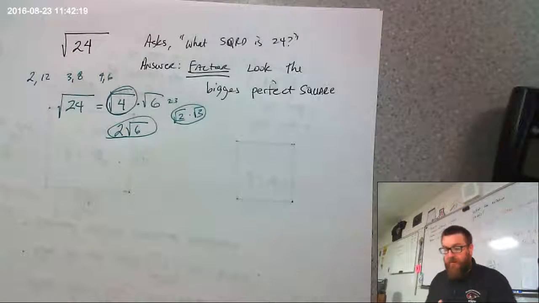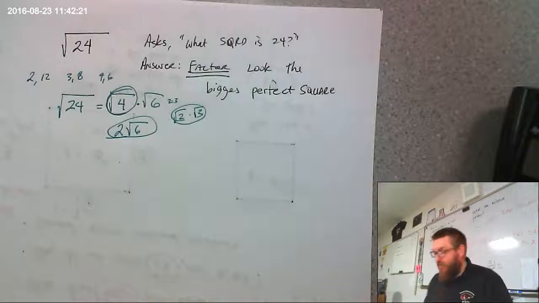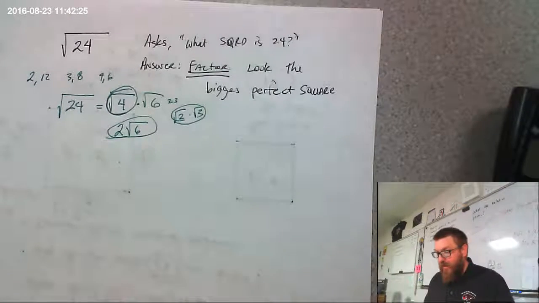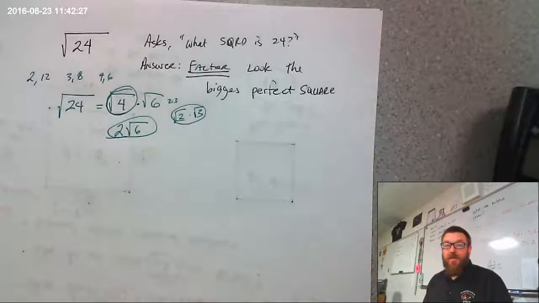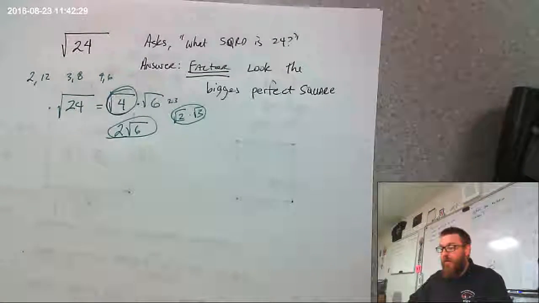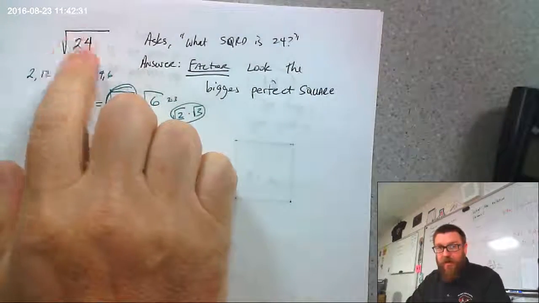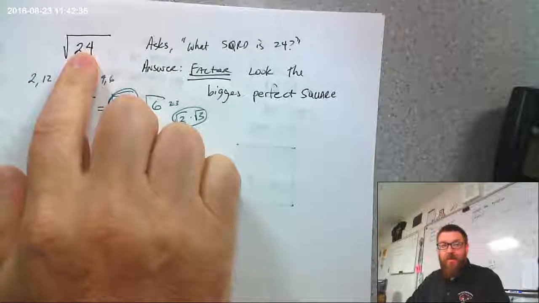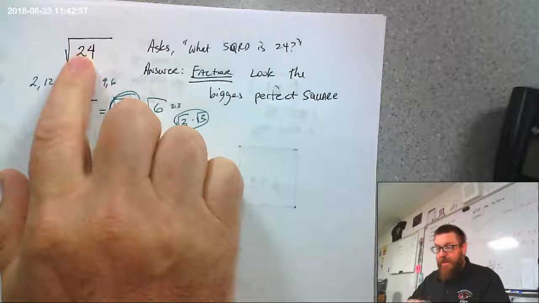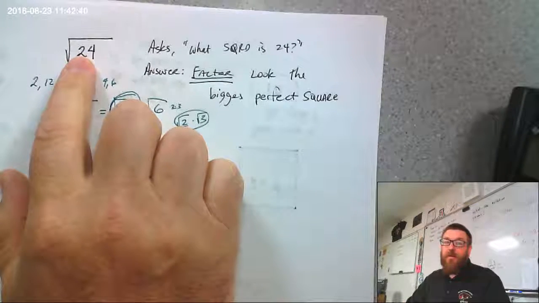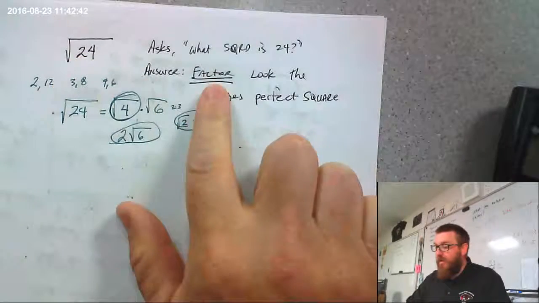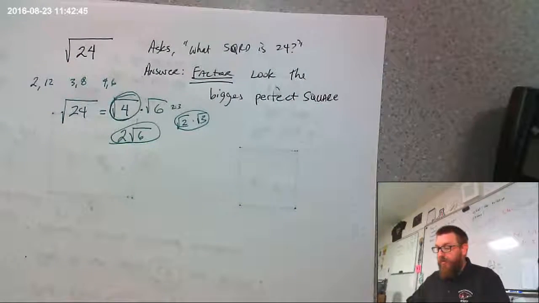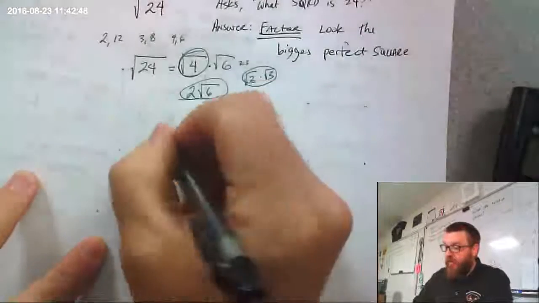So again, we're not going to do any more examples in this video. I'll do another video in the future where we do a bunch of examples, but square roots ask a question. Square roots ask, what number squared is the radicand? The number inside. What number times itself equals that number? That's what you're trying to answer. If the radicand is not a perfect square, then you have to factor looking for the biggest perfect square. So we will do one more example.